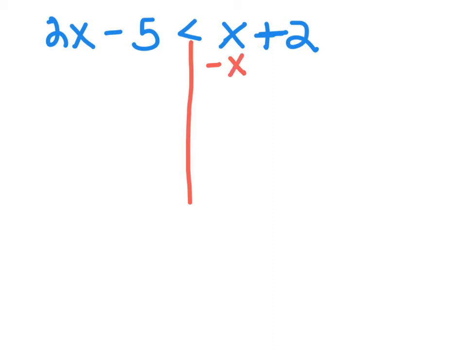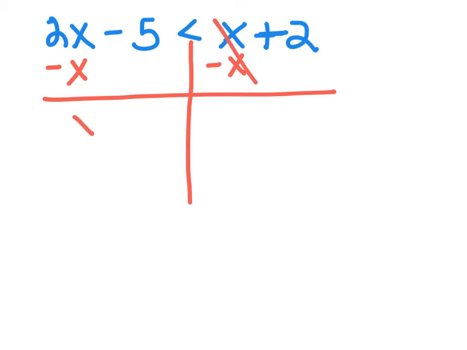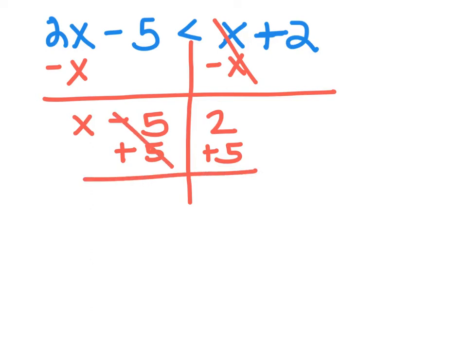I am going to subtract x from both sides. As I do that, the side cancels. I end up with x minus 5, and on the other side I get 2. My next step to get the x by itself is to add 5 to both sides. The first side cancels. I end up with x, and I end up with 7.